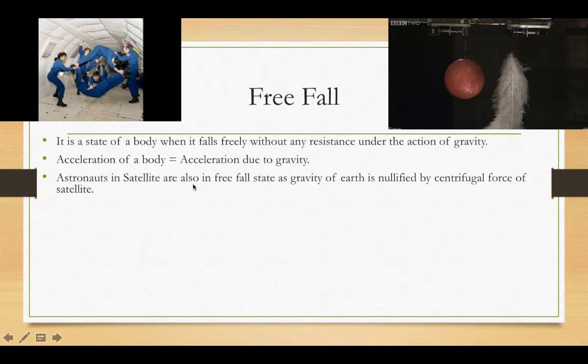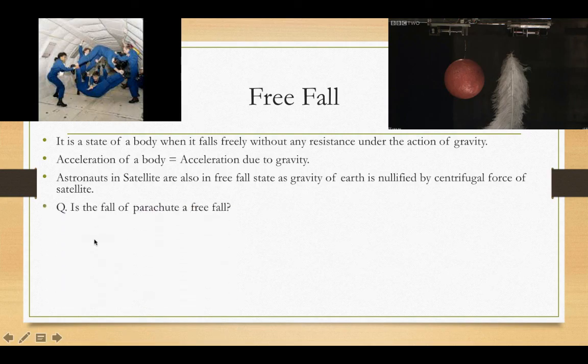Astronauts in a satellite are also in a free fall state, as the gravity of the Earth is nullified by the centrifugal force of the satellite. When the satellite is moving around the Earth, the satellite has centrifugal force. Centrifugal force means the force that takes the body away from the center, and that force is cancelled by the gravity. So for the astronaut there is no net gravity, and because of that, the astronauts are in a free fall state.